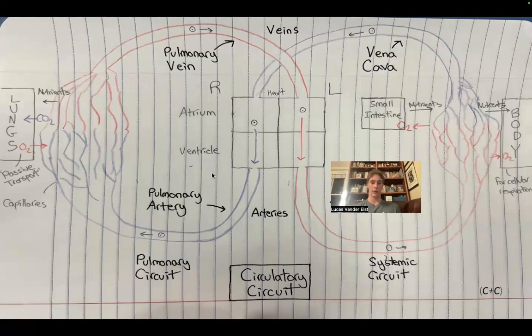So it's a circuit, it's a double circuit. Up here we got veins, down here we have arteries. The left is the pulmonary circuit because it's the lungs, and the systemic circuit because it goes to the body.